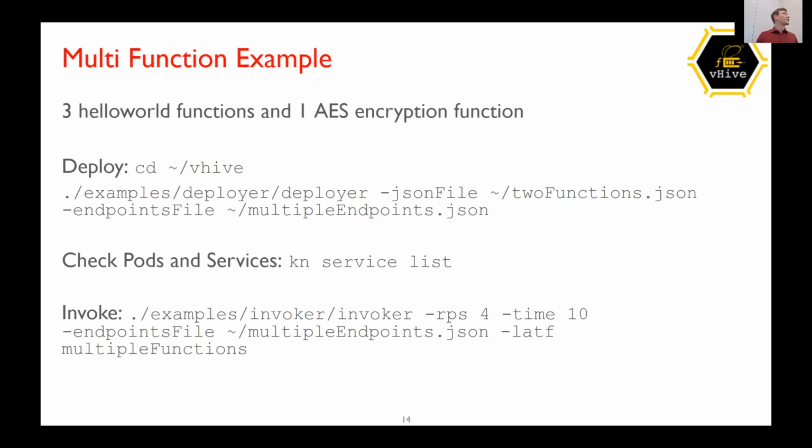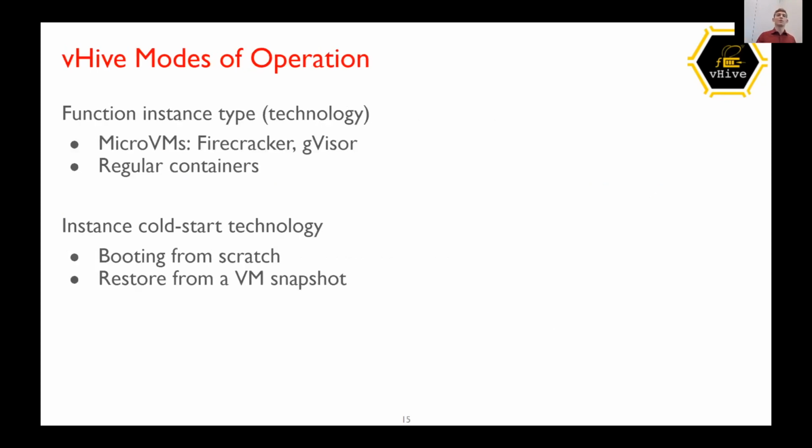Now, I've shown you a lot about the simple setup, but you maybe want to compare the normal Firecracker execution with something else. For that, vHive allows us to switch the mode of operation. As Dmitrii already told you about, we support Firecracker and gVisor. We can also run on regular containers. For starting up functions, you have seen, or should have seen, the effects of cold starts in the latencies from the deployment we just did.